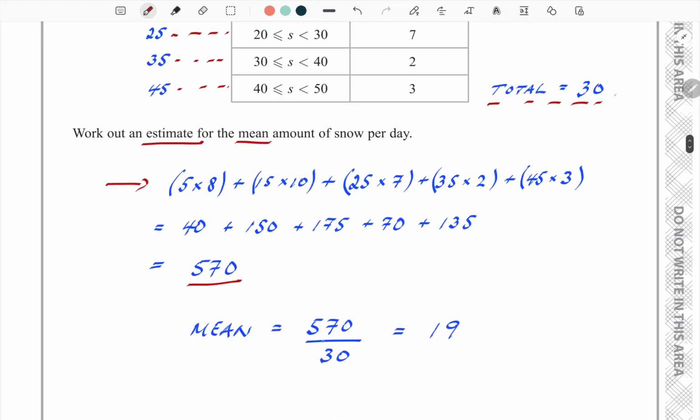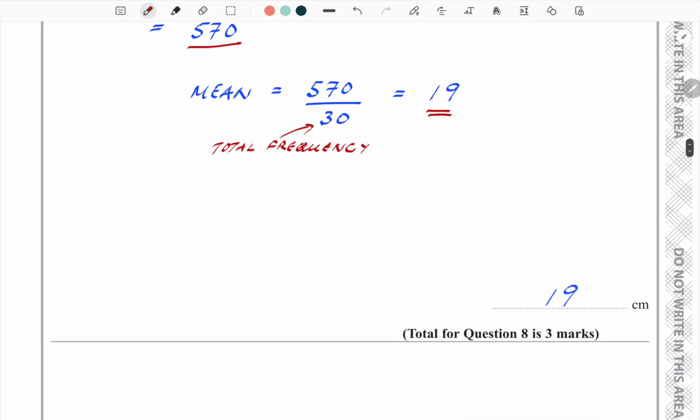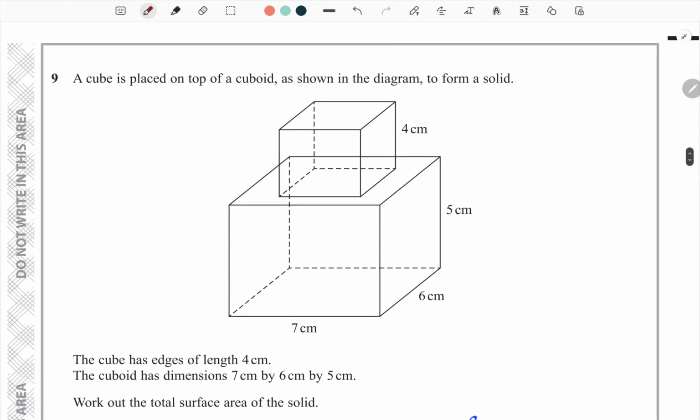Okay, then the next thing to do is take that sum, the sum of the midpoints times each frequency, and divide it by the total frequency. And that's 570 divided by 30, which is 19. So it's 19 centimeters of snow on average per day. All right. Okay, number 9.